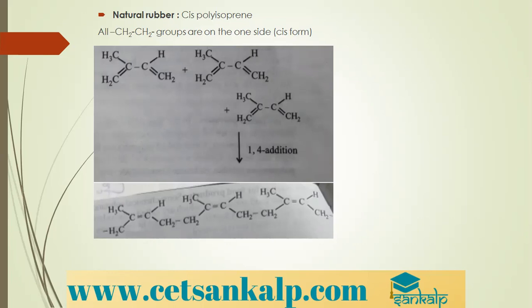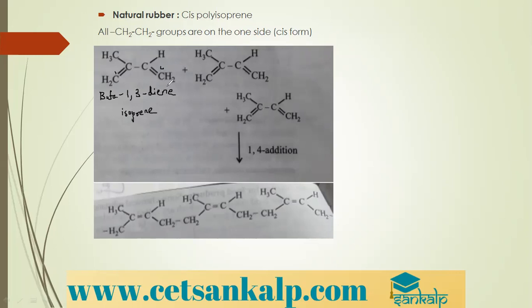It is prepared from isoprene. So what is isoprene? This is isoprene. What is the name? 1, 2, 3, 4 carbon atoms: 1 carbon, 2 carbon, 3 carbon, and 4 carbon. So I can call it buta-1,3-diene. But buta-1,3-diene is called isoprene.